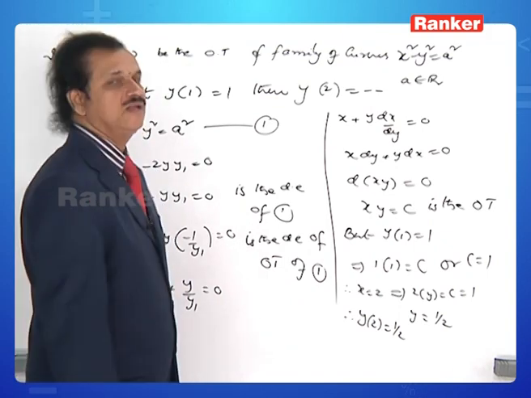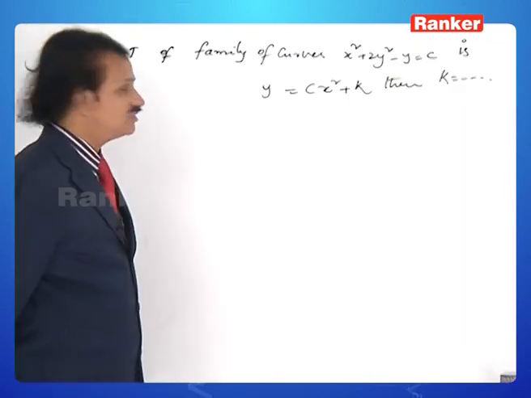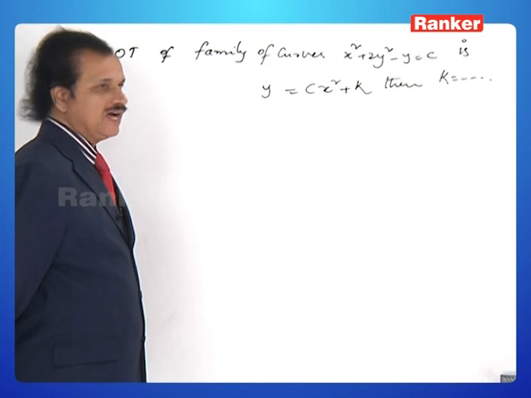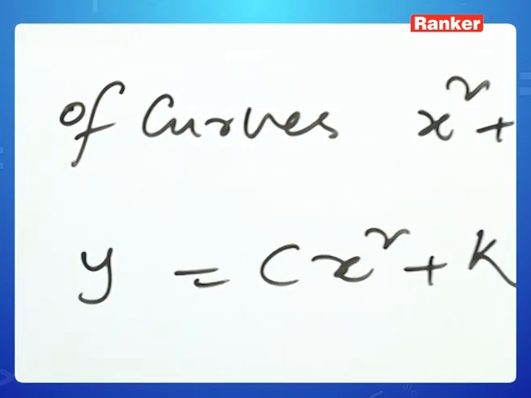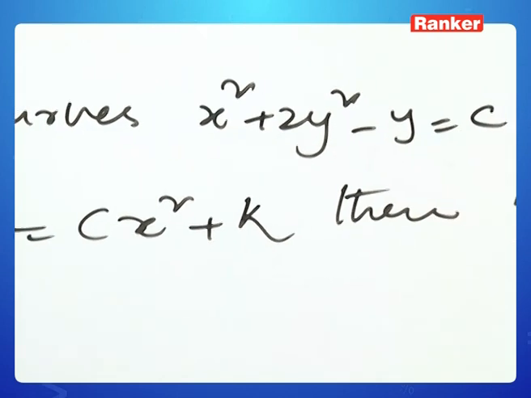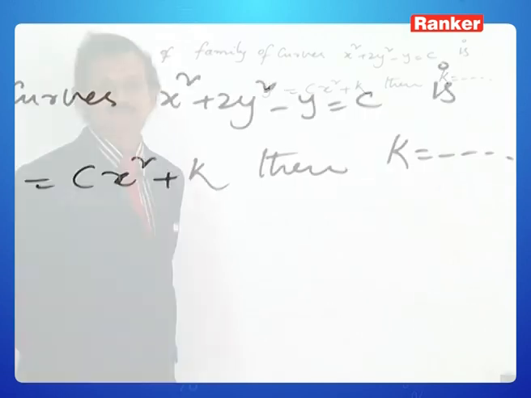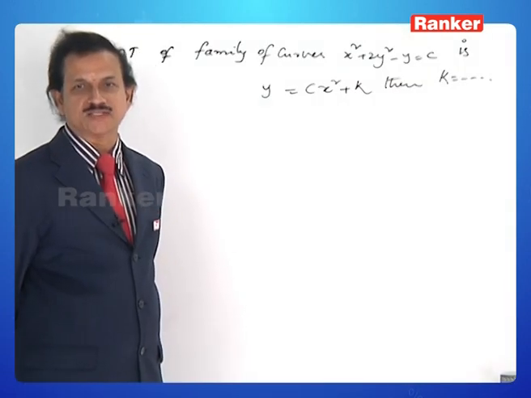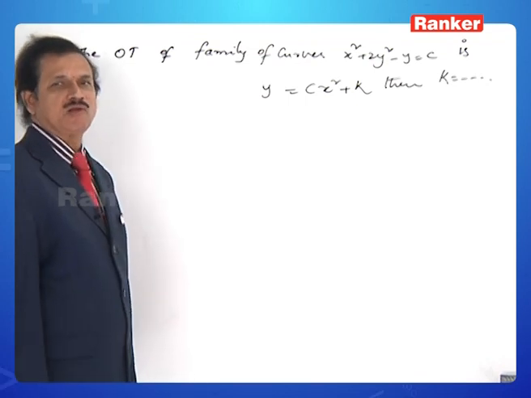Okay, right. Let us look at one more such question. Another question is before us. The orthogonal trajectory of the family of curves x square plus 2y square minus y is equal to c, its equation is giving y is equal to cx square plus k. Then what is k? He is asking us. Okay, let us follow the methodology.